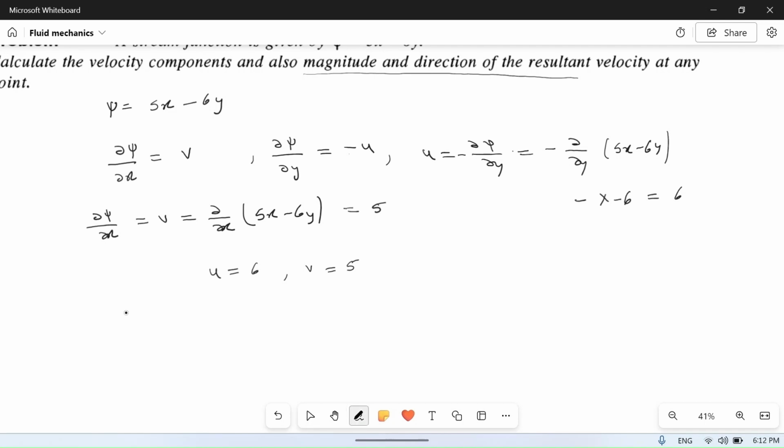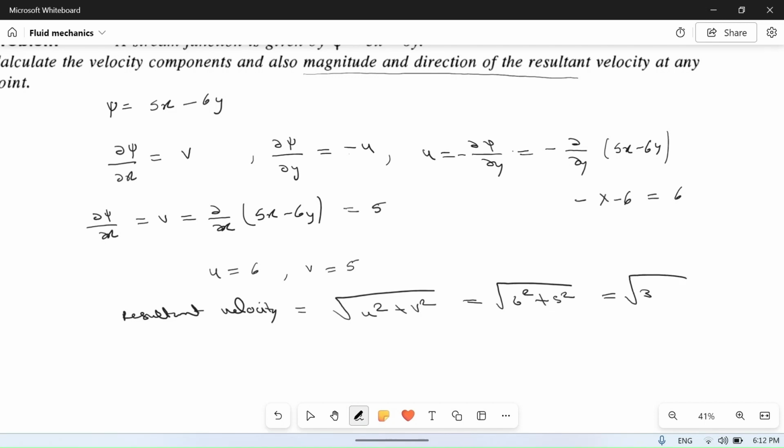Now what is the resultant velocity? It will be equal to root of u square plus v square, so it will become 6 square plus 5 square, which is 36 plus 25, which is equal to root 51. It will be 7.81 units per time. So this is the resultant velocity.